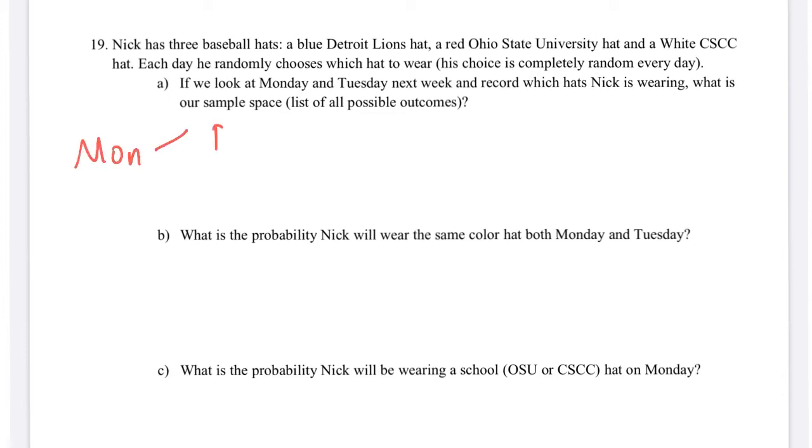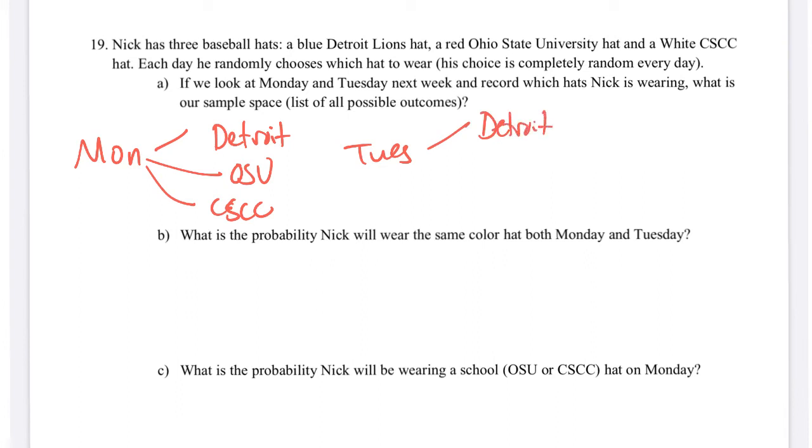So on Monday, he could wear the Detroit, the OSU, or the CSCC hat. On Tuesday, he could again wear the Detroit, the OSU, or the CSCC hat, which gives us a total of 6 possible outcomes.